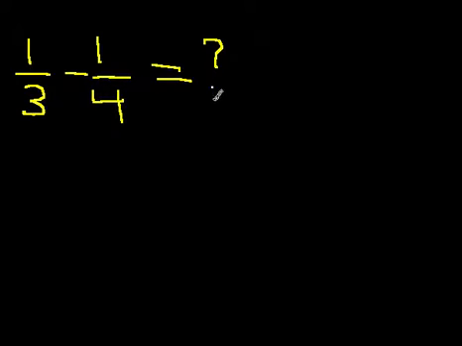Alright, so the fractions that we'll be using are 1/3 minus 1/4. In order to subtract these fractions, you have to make the denominators the same. The top number is the numerator, the bottom number is the denominator.